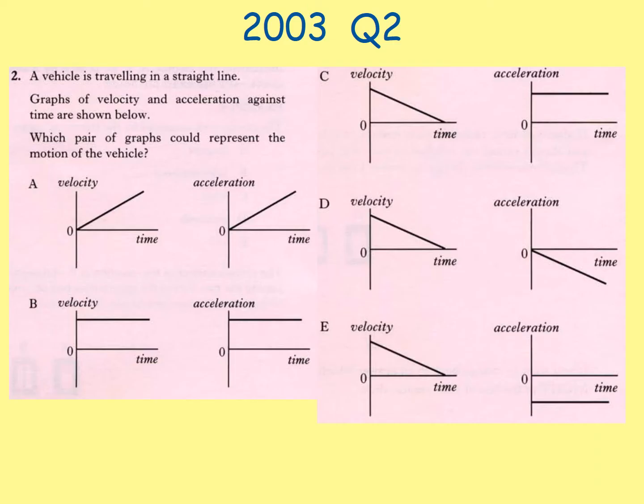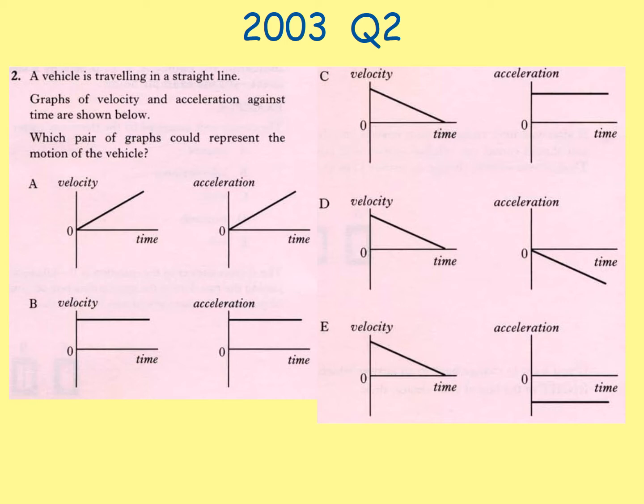Let's try some past paper questions now. If a vehicle is travelling in a straight line, and we have some graphs of velocity and acceleration against time shown, which pair of graphs could represent the motion of this vehicle? Let's look at each graph individually. We've got 5 possible answers here, each with a velocity and an acceleration graph. So let's look at A first.